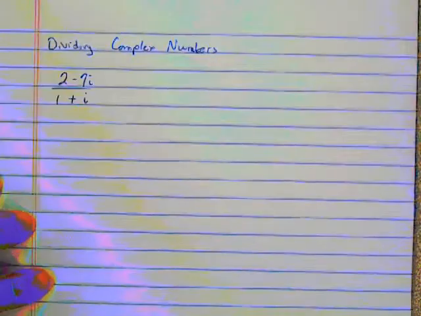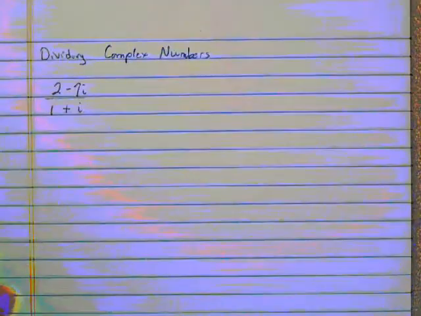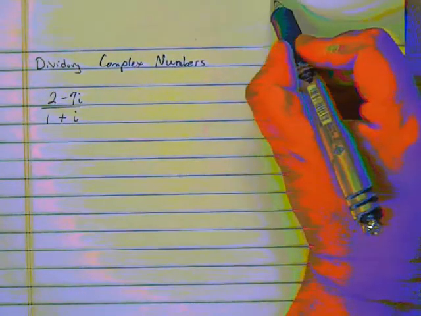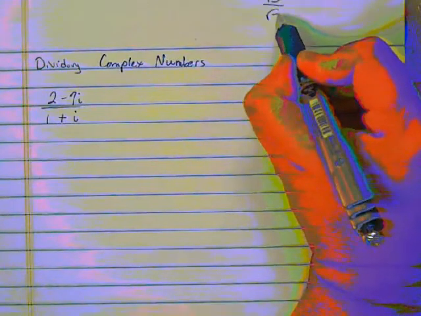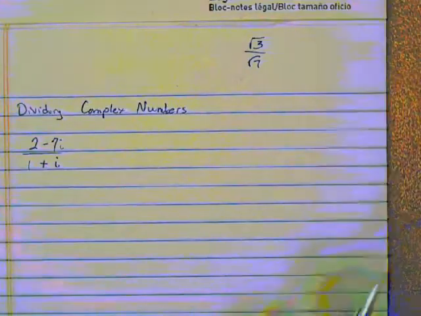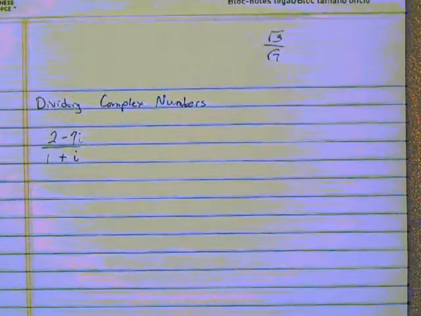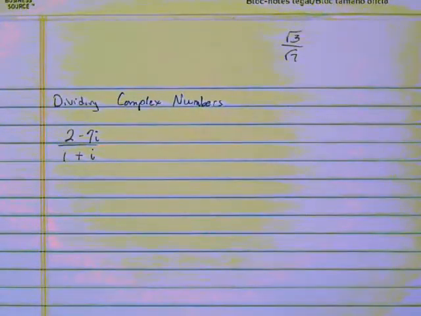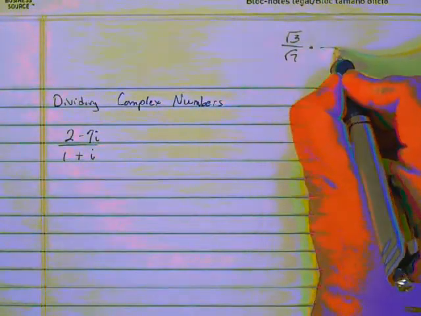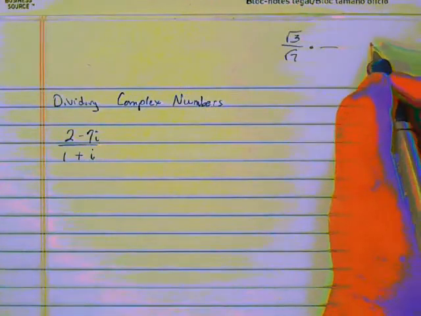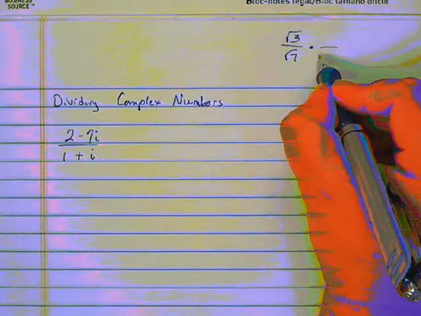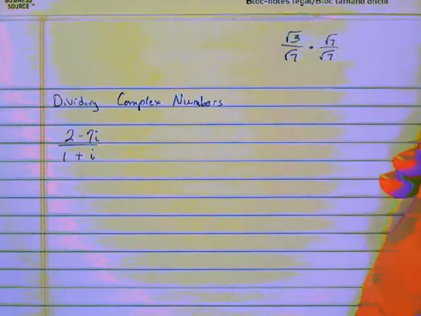This is similar to, if you'll remember with square roots, if I had something like the square root of 3 divided by the square root of 7, we would say you don't want that, because one of the rules is you can't have a square root in the denominator. So how did we get rid of the square root in the denominator? We multiplied by the big one. And in this case, the big one was the square root of 7 over the square root of 7.